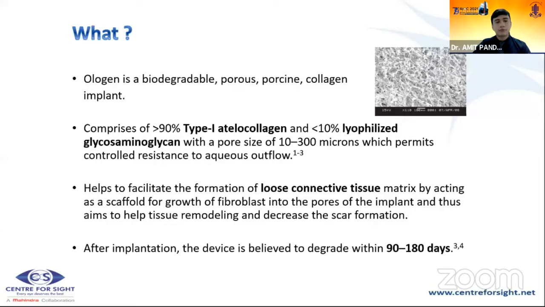Coming on to the first question of what Ologen is, basically it is a biodegradable porous porcine collagen implant which contains atelocollagen and lyophilized glycosaminoglycans. It has pore size between 10 to 300 microns, and it gives a controlled resistance to the aqueous outflow. In the long term, it helps in formation of a loose connective tissue matrix in the bleb area by acting as a scaffold for the growth of fibroblasts and helps in tissue remodeling. It degrades at around 3 to 6 months after implantation.